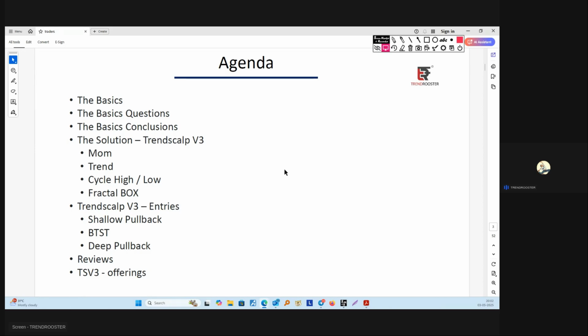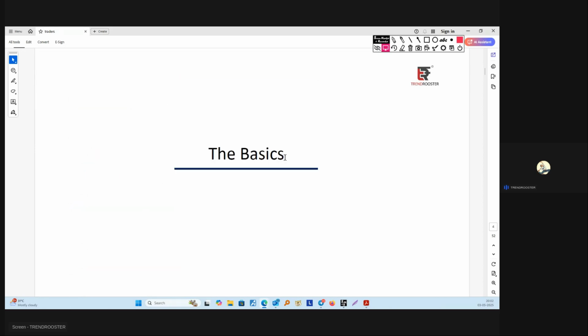Let's start with the basics. That is what it says, basics. I'm not talking about the basics brand t-shirt or trousers. I'm talking about trend trading basics.